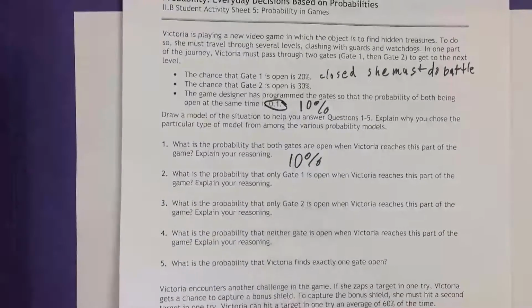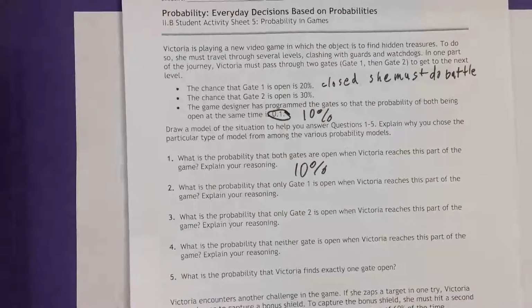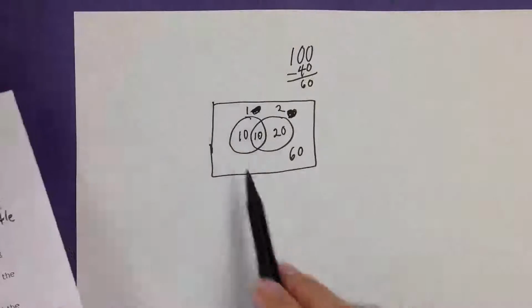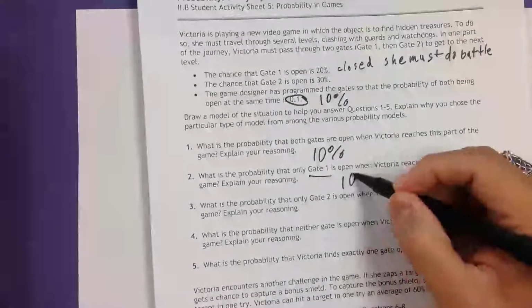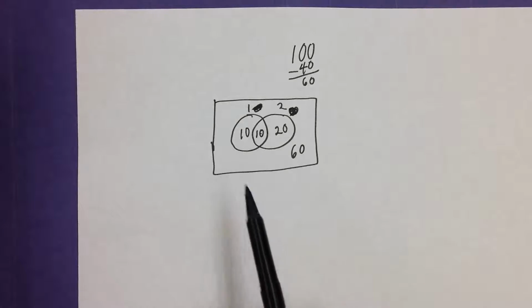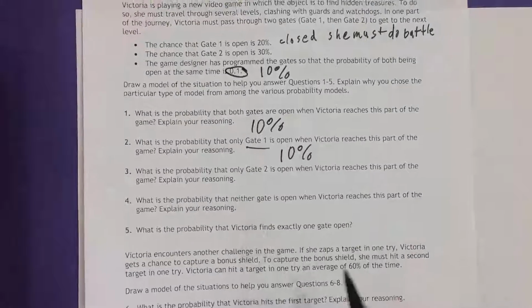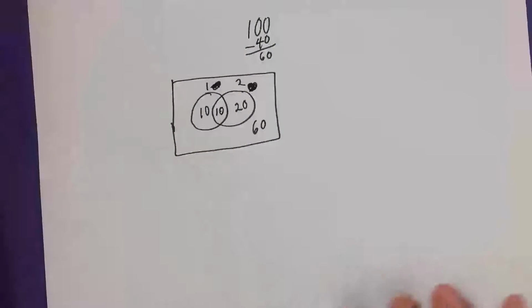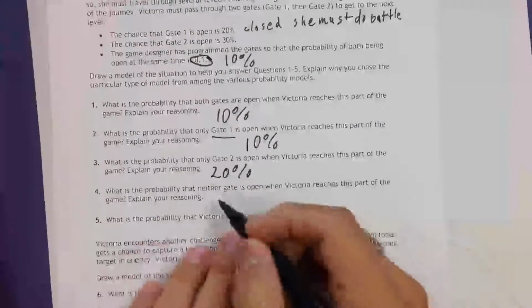What is the probability that only one gate is open when Victoria reaches this part of the game? Well, let's see. Only one, Gate 1. Okay, so we're talking about only Gate 1, so it's also 10%. This is because right here, this is the percentage that Gate 1 is the only one that's open. Okay, what is the probability that only Gate 2 is open when Victoria reaches this part of the game? Well, that's 20%. What is the probability that neither gate is open when Victoria reaches this part of the game? That would be 60% of the time, because this is when both of the gates are closed. So 60%.